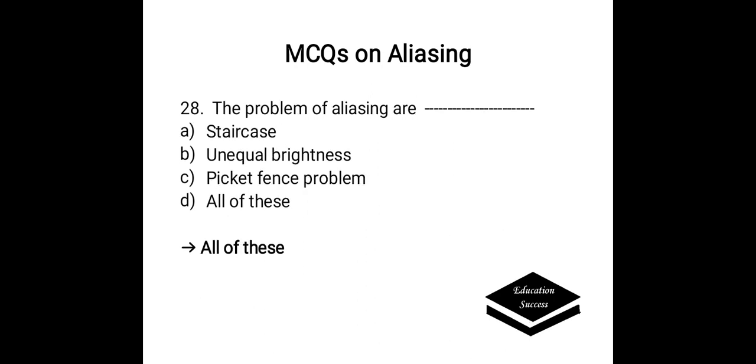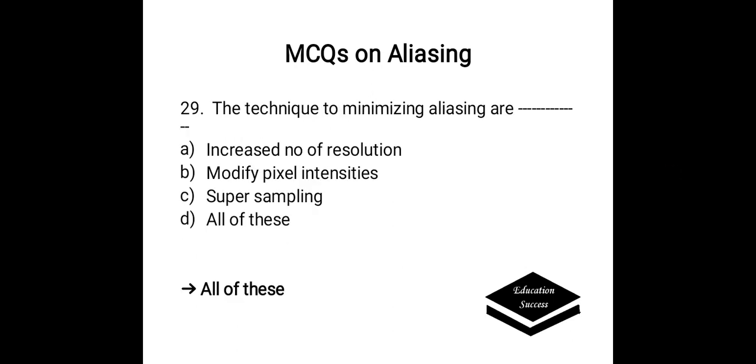The problems of aliasing are: options are A. Staircase, B. Unequal brightness, C. Picket fence problem, D. All of these. All of these is the correct answer, meaning staircase, unequal brightness and picket fence problem are the problems of aliasing.